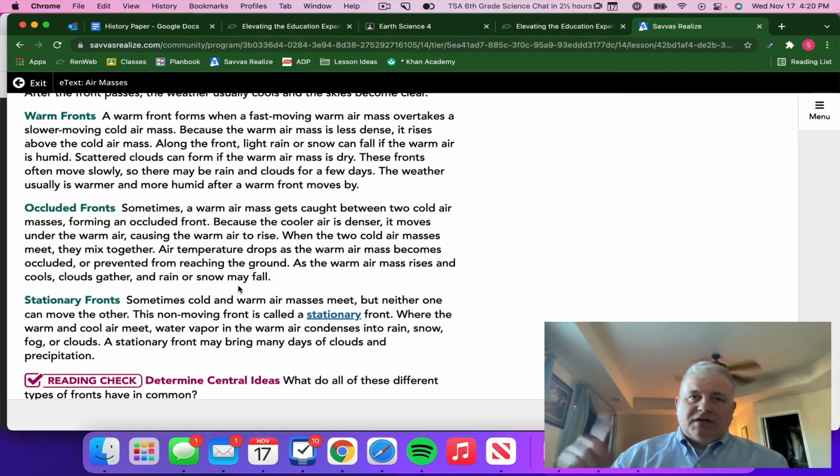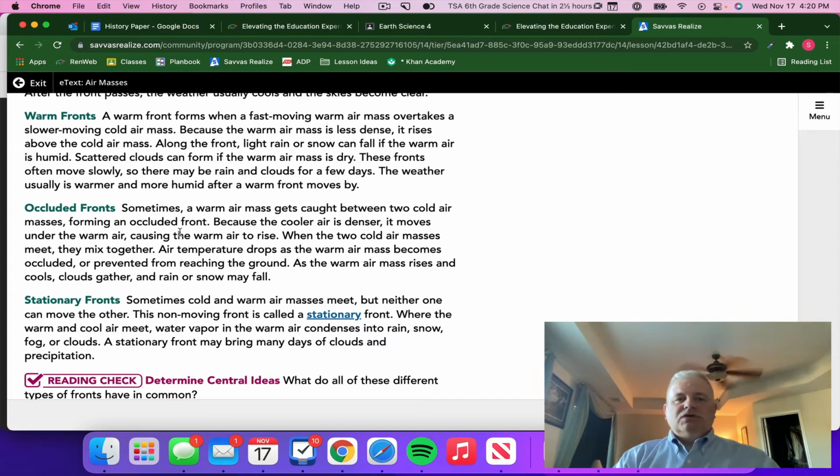Occluded fronts. Now, we're going to talk about this more in class tomorrow. This is a fun word, occluded. I'll read from the textbook here. Sometimes a warm air mass gets caught between two cold air masses, forming an occluded front. So a warm air mass caught between two cold fronts forms an occluded front.